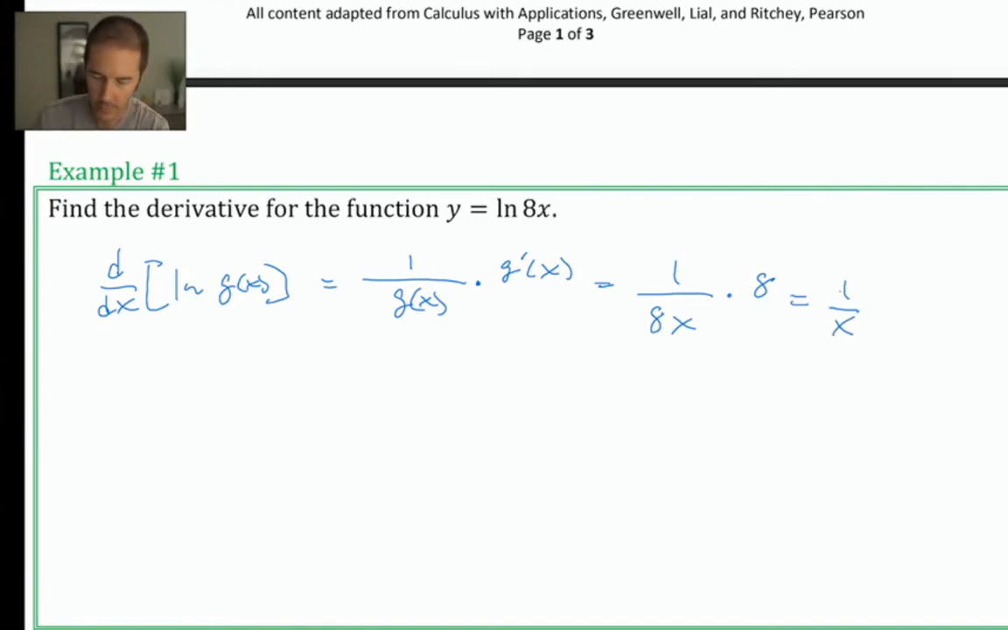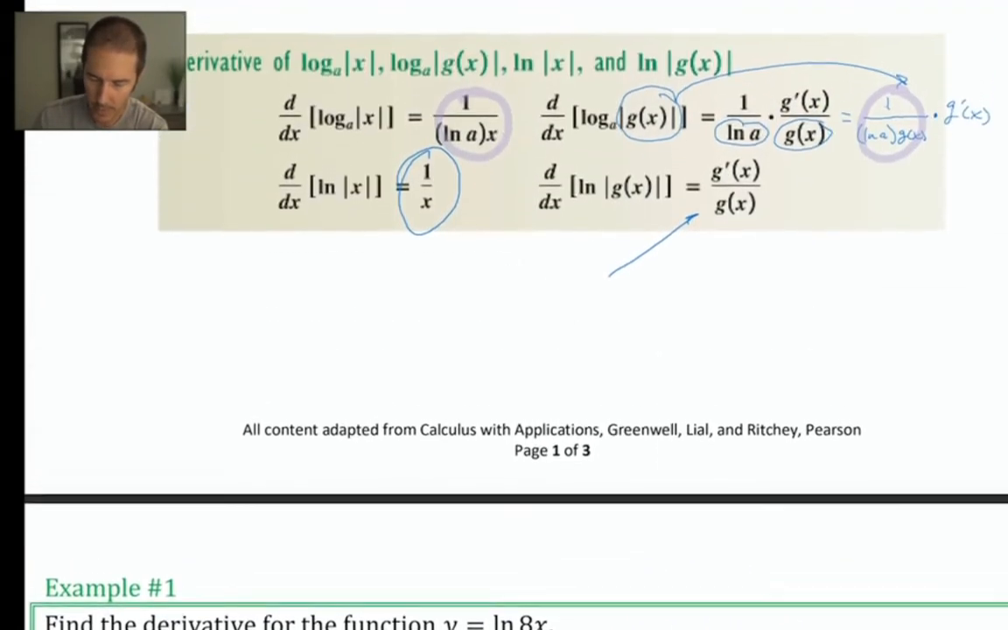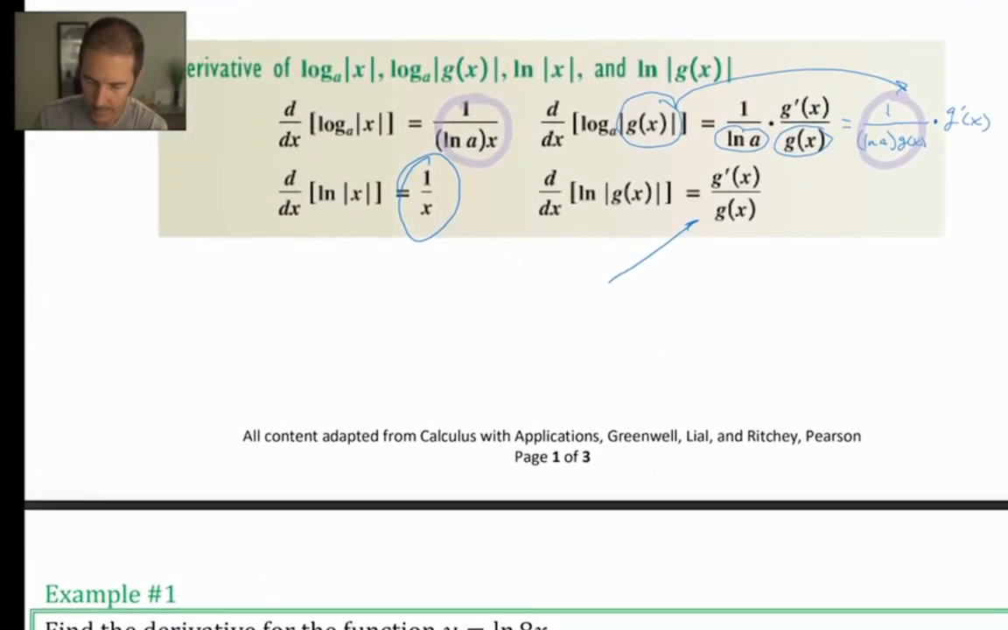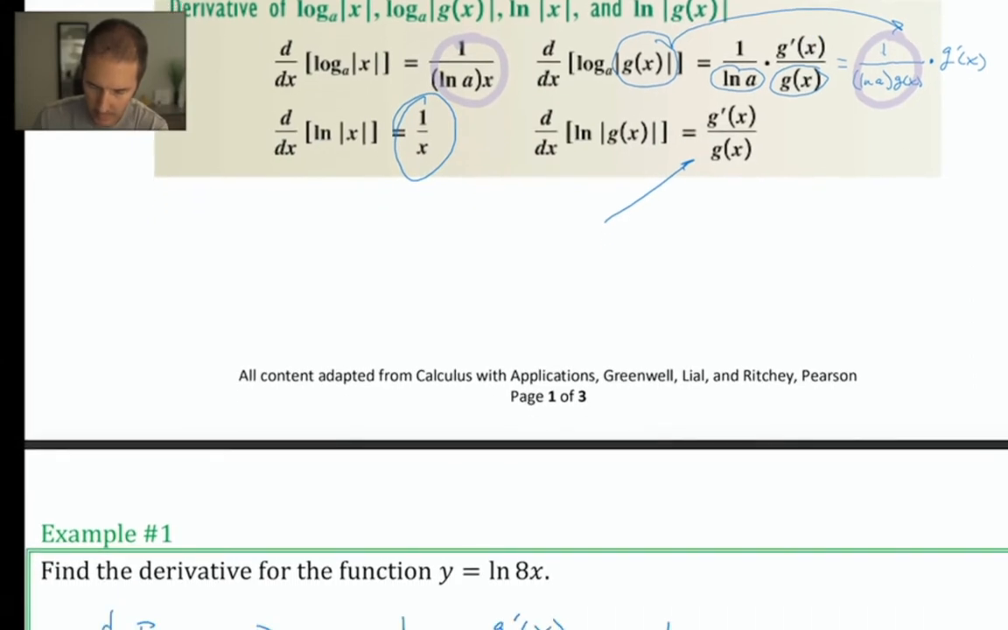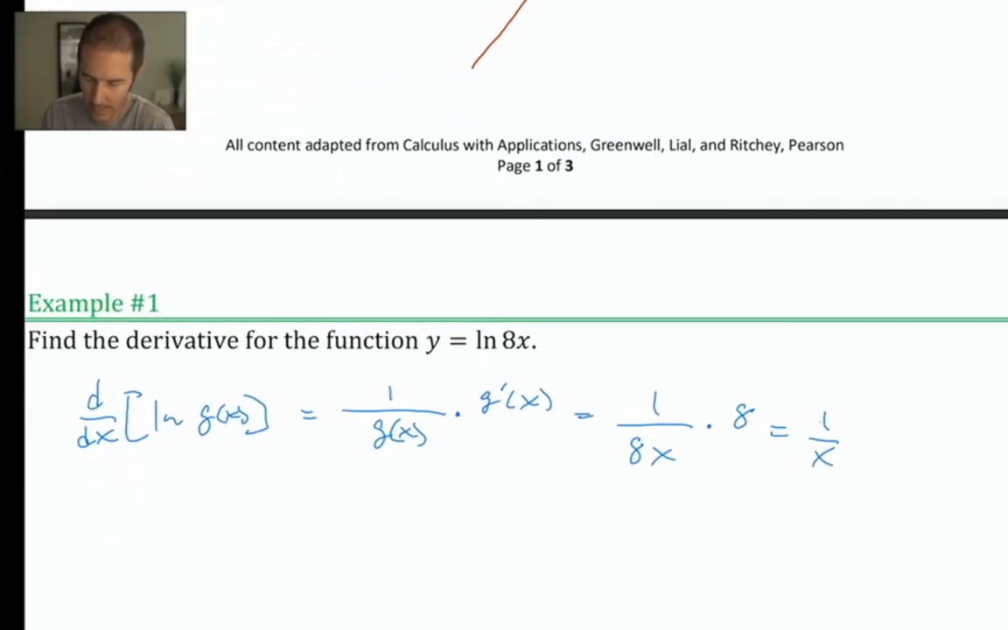It's curious. Yeah, for sure. Let's double check. Did we really do that the right way? Yeah, it's a natural log function, right? So I'm taking the derivative of a natural log function, and inside of the natural log is another function, 8x. And the denominator has a g of x in it. Yep, that looks pretty good. And in the numerator is g prime, and the derivative of 8x is indeed just 8. And then when you simplify, those 8's are going to cancel, and we're left with just 1 over x.